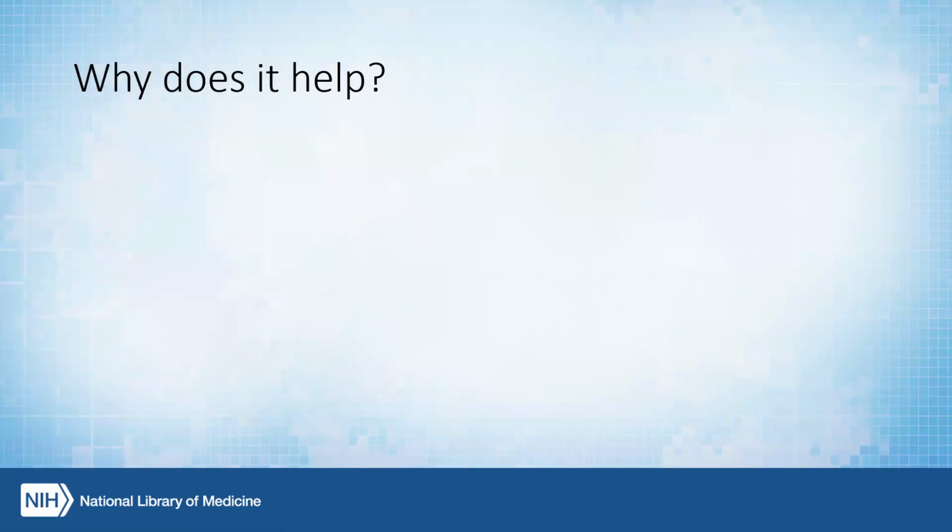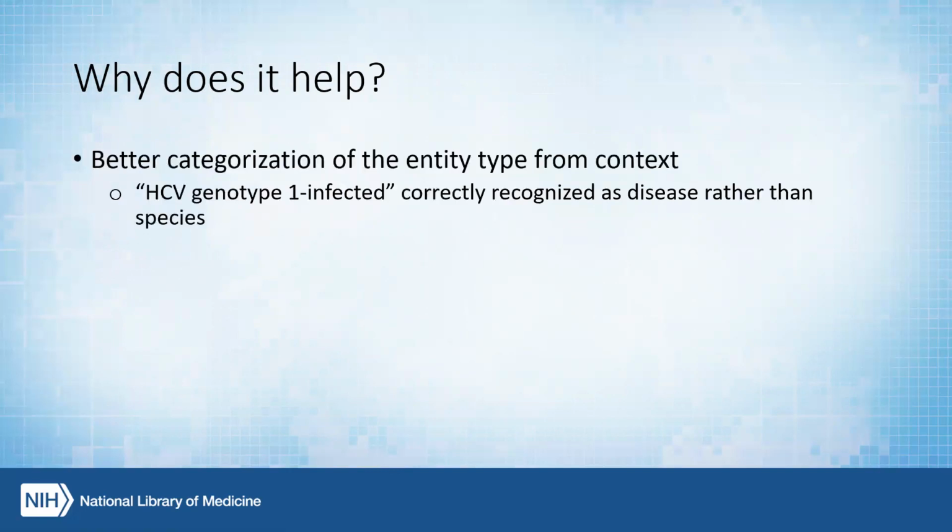The AIONER approach helps for 3 primary reasons. First, AIONER can better categorize the entity type based on the context. For example, the mention HCV genotype 1 infected is incorrectly recognized by the baseline as a species, but AIONER can correctly detect it as a disease.